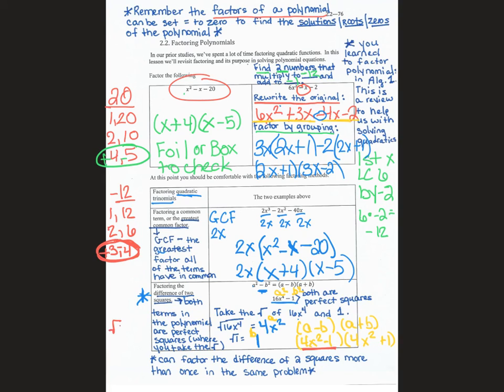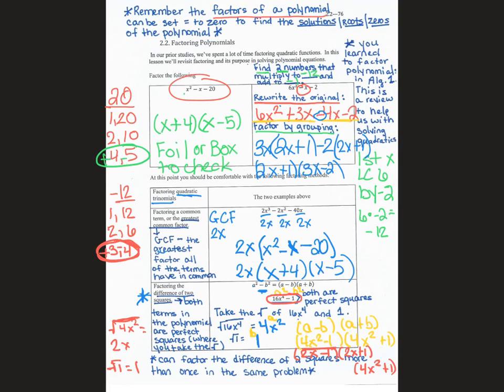So can I take the square root of 4x squared? I can. The square root of 4 is 2, and the square root of x squared is x. Can I take the square root of 1? I can. It's 1. So look, I have another a plus b, a minus b situation. So really, this polynomial right here breaks apart into 2x minus 1 times 2x plus 1 times 4x squared plus 1. So we have 3 terms in our final answer.